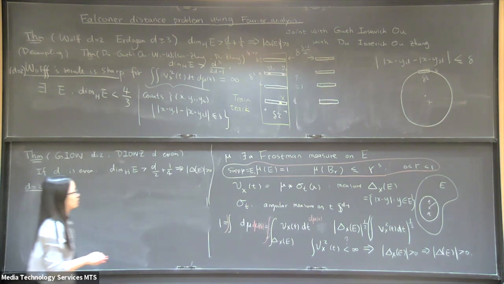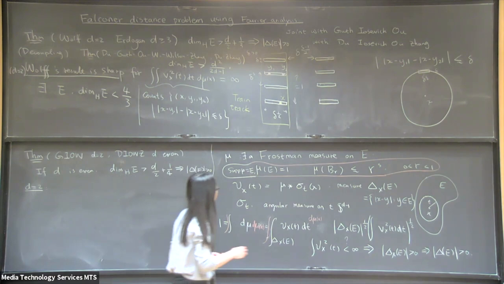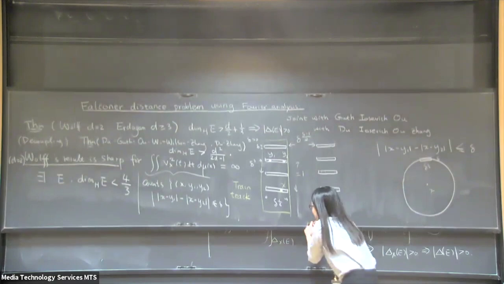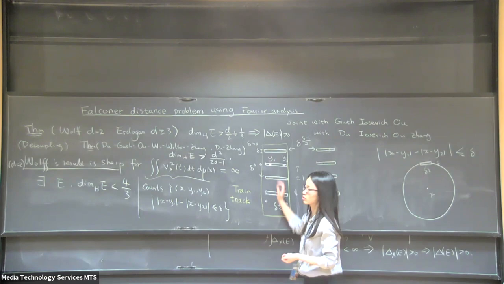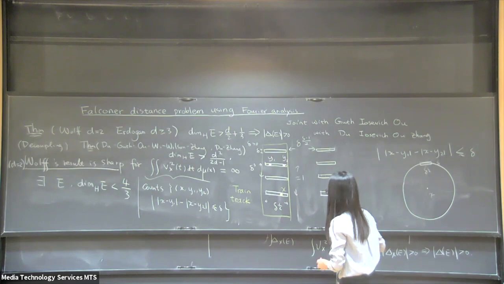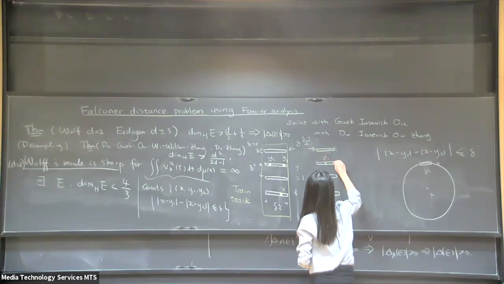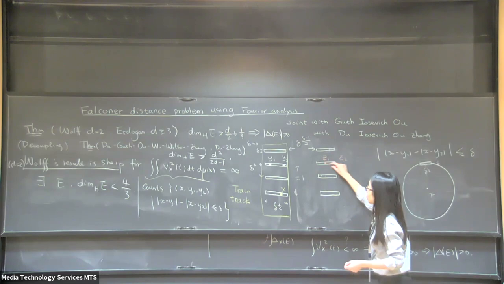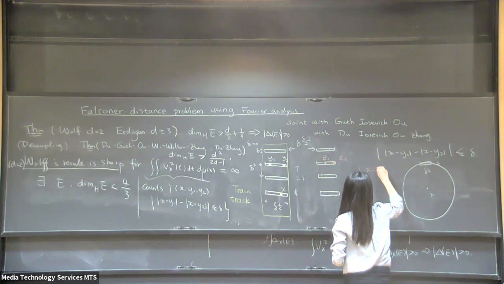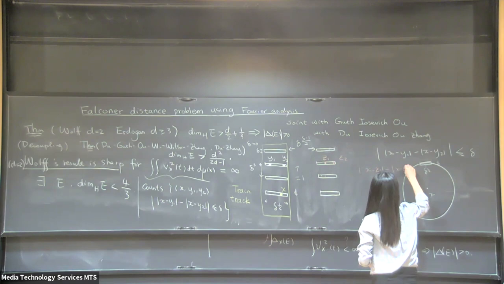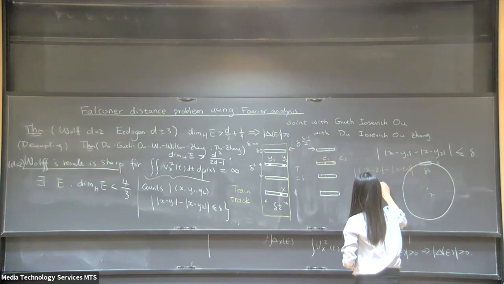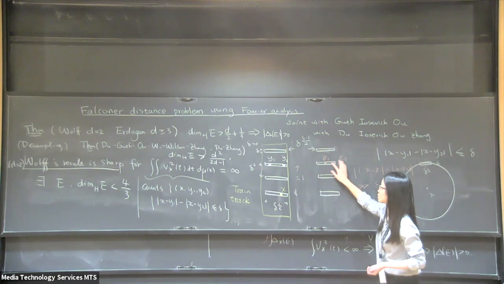So let's see how we can possibly improve Wolff's result. If we see the train track example, you will see that all the bad cases happen on the train track, but there are still other things on the right hand side. For example, if we consider those z1 and z2, they might also lie on the same rectangle, but the distance between x and z1, and the distance between x and z2 is very likely much larger than delta when x is not in the same train track as z1 and z2.